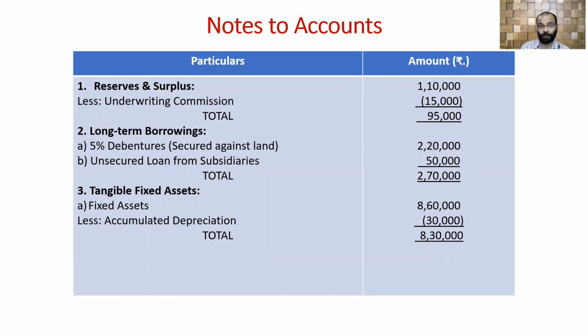The second one is long-term borrowings. Under that we have 5% debentures secured against land, 2,20,000. Then we have the unsecured loan from the subsidiaries, 50,000. Add up, we get 2,70,000, which is the total of the long-term borrowings. The third one is the tangible fixed assets. Under that we have fixed assets 8,60,000 less accumulated depreciation 30,000, so we get 8,30,000, which is the total to be taken to the tangible fixed assets column. That is the notes part of the balance sheet.